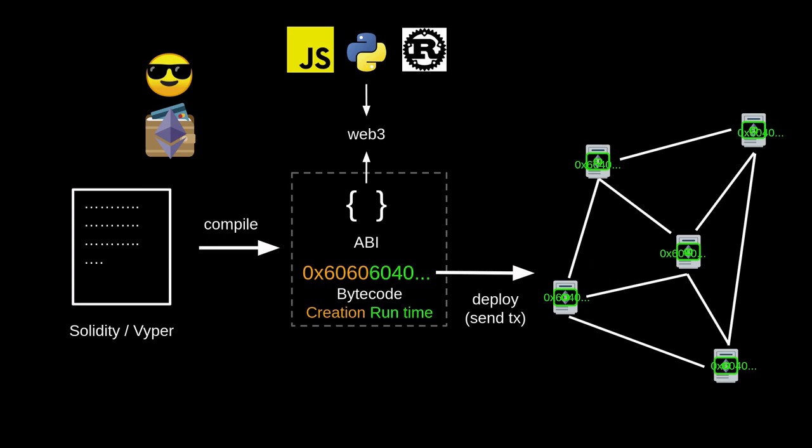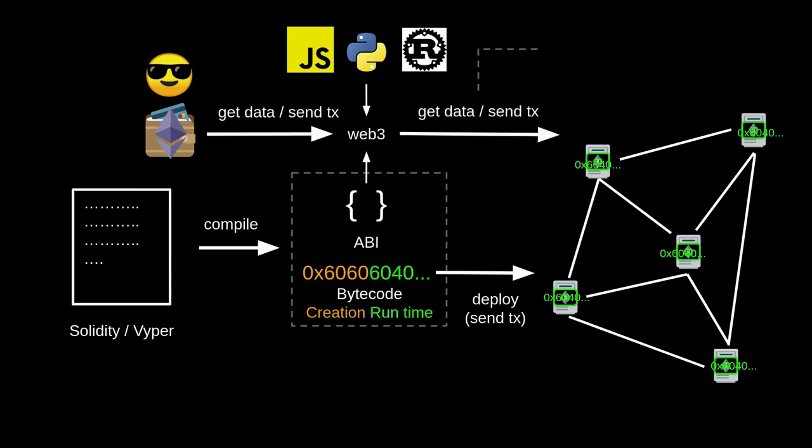Once your contract is deployed, you'll want to interact with it. And to do that, you'll need a wallet with some Ether in it. Now, there are two types of interaction that you can do with a smart contract. Get data, in other words, read the data stored in the smart contract, or send a transaction, write something onto the blockchain. For example, updating data stored in the smart contract, or sending Ether from one account to another account. Reading data from a smart contract is free. However, to write something onto the blockchain, you'll have to pay a transaction fee.